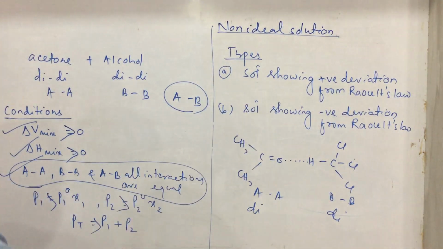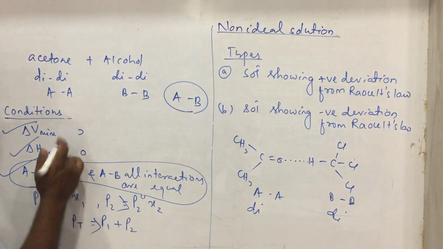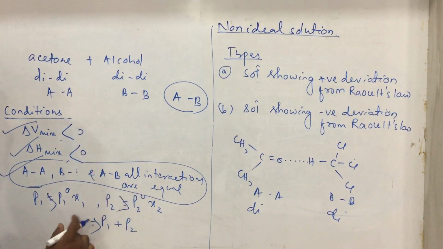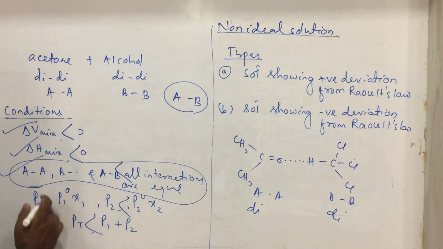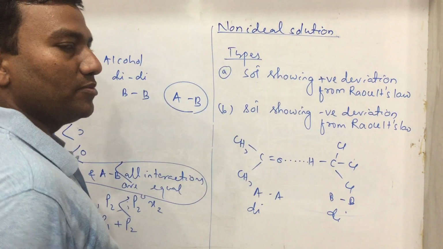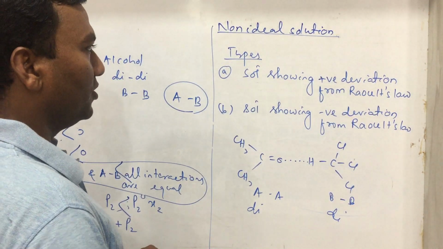So that's why in a negative deviation, all are less than. Here less than, here also less than, here also less than. Remember this because questions are coming. Write the difference between ideal and non-ideal solution. So this is the meaning.